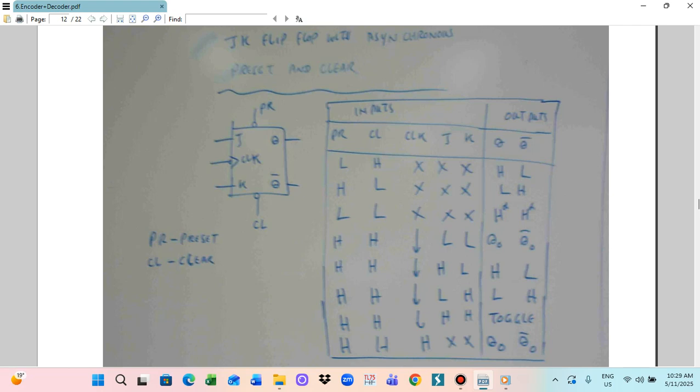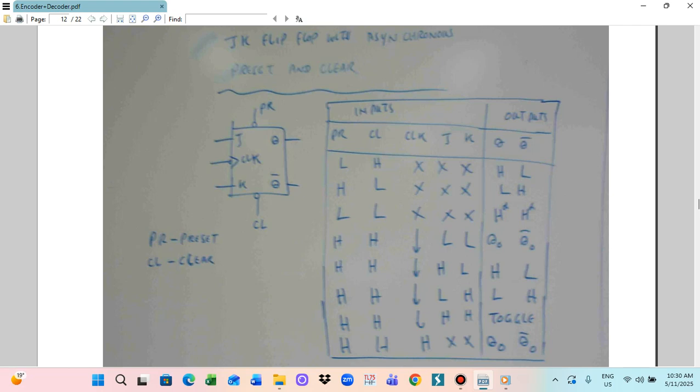And when you put the preset and clear high, and we are working on the clock edge, so when you put J high and K high, that will be toggle. The outputs toggle. And when preset is high, clear is high, and clock is also high, so we don't put any signal, so this will be Q0 and Q bar 0.